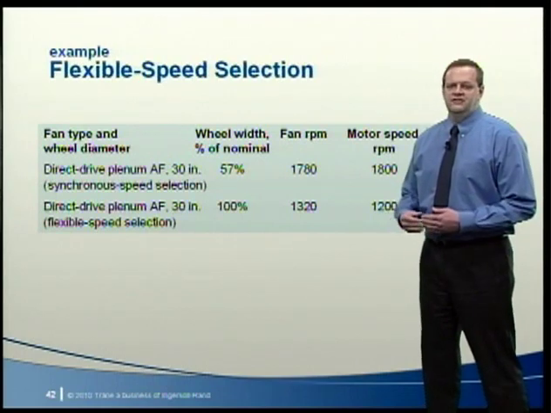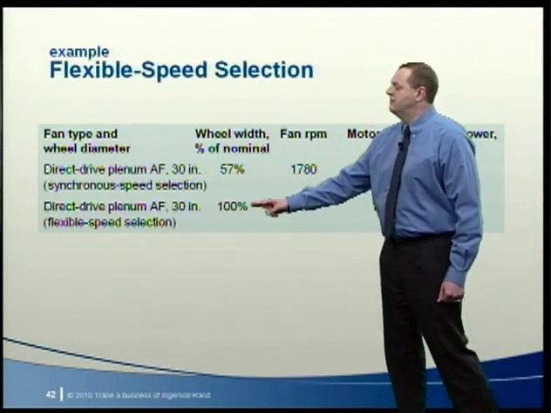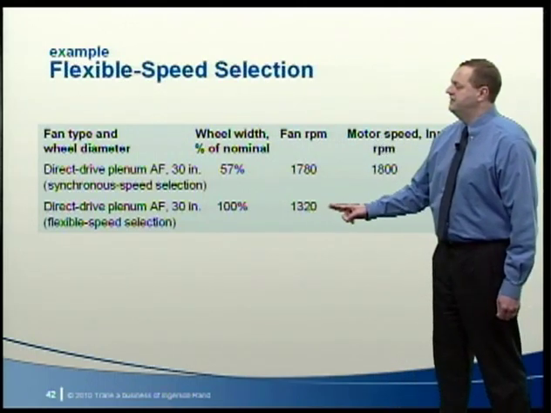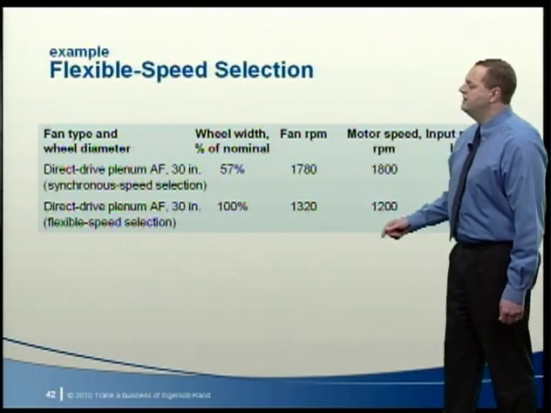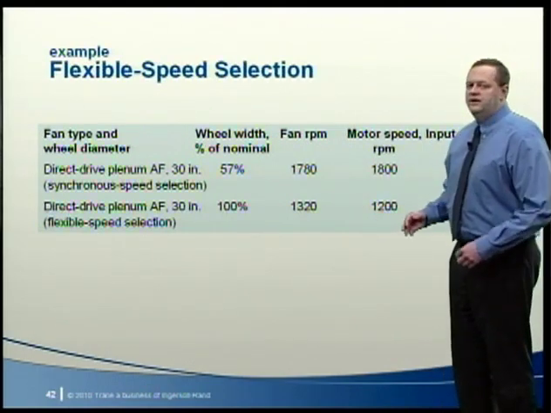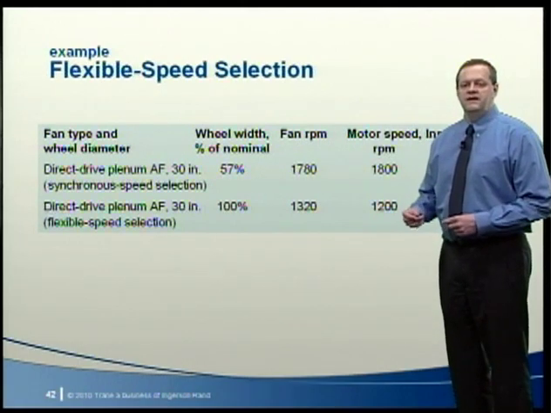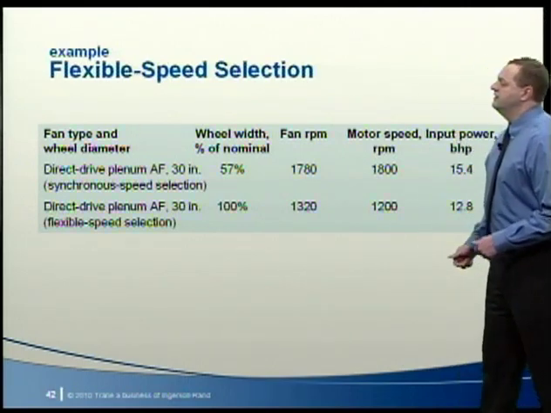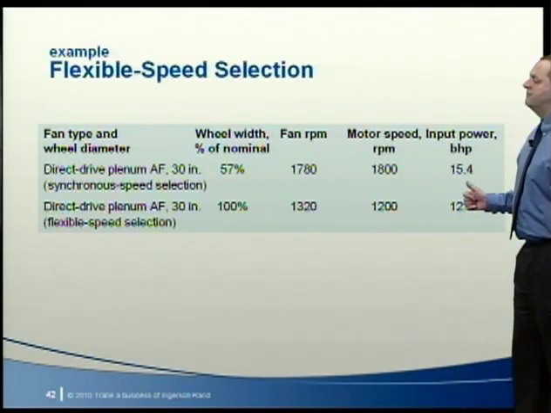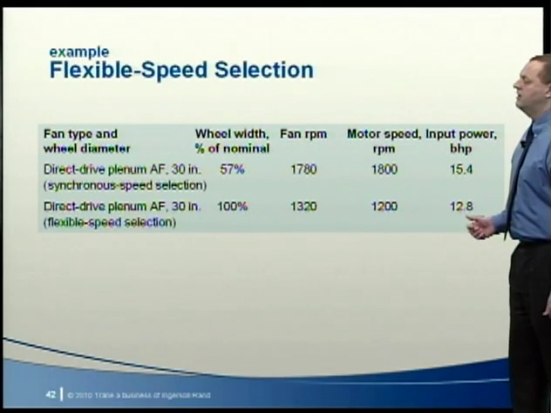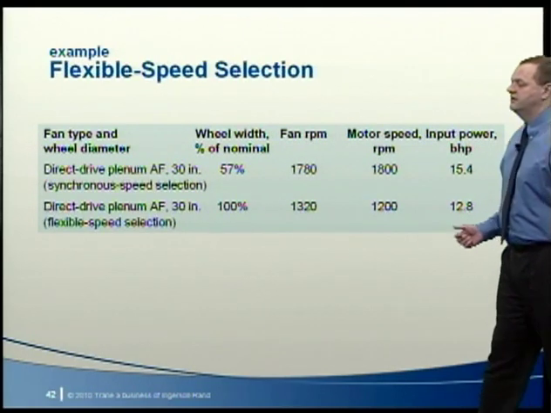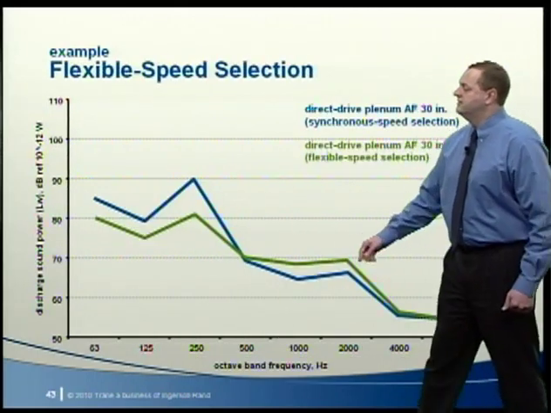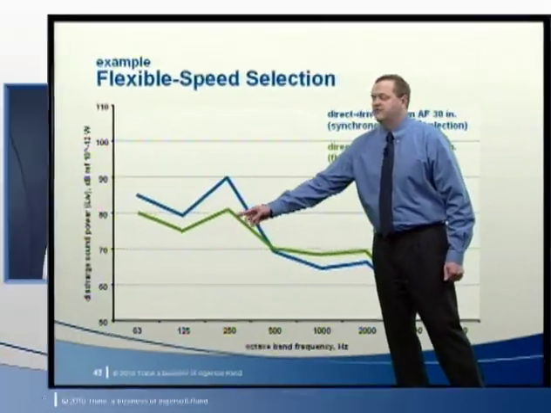For the flexible speed selection, however, the fan wheel is kept at its nominal width. To deliver the same desired performance, the fan wheel need only rotate at 1320 RPM. Here we can use a 1200 RPM motor and operate it above synchronous speed by running the VFD at about 66 Hertz rather than at the nominal 60 Hertz. The resulting input power drops from 15.4 horsepower for the synchronous speed selection to only 12.8 for the flexible speed selection. And because the fan operates at a reduced speed with a wider wheel, the flexible speed selection will typically result in lower discharge sound levels.